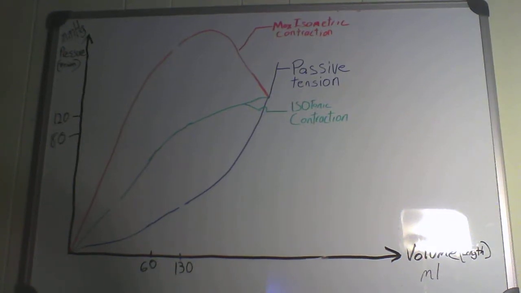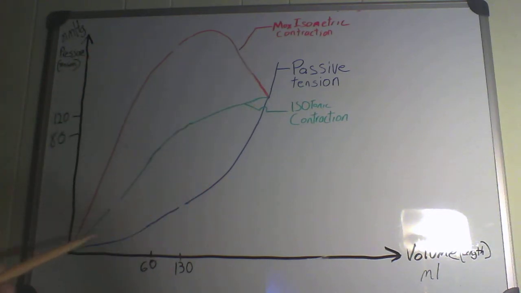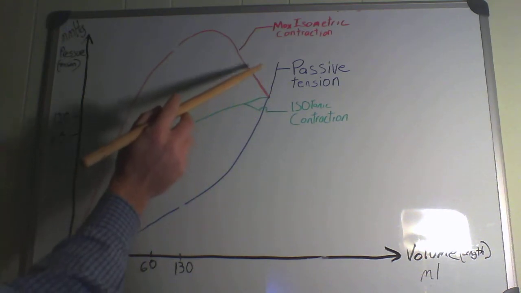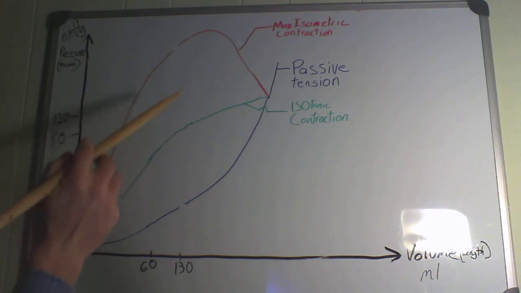Alright, we're going to figure out the ventricular pressure volume cycle and corresponding cardiac muscle length tension cycle with these three curves here. We have the passive tension curve, the isotonic contraction curve, the max isometric contraction curve, and with these three we can figure out the cycle.